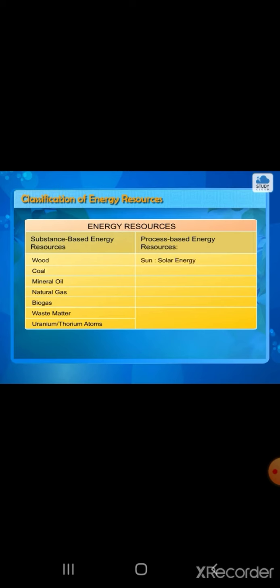Classification of energy resources. Energy resources can be classified into two major groups. They are substance-based energy resources. They are wood, coal, mineral oil, natural gas, biogas, waste matter, uranium, thorium atoms. Process-based energy resources. They are sun giving solar energy, wind giving wind energy, water giving hydel power, tides giving tidal energy, Earth's interior giving geothermal energy.